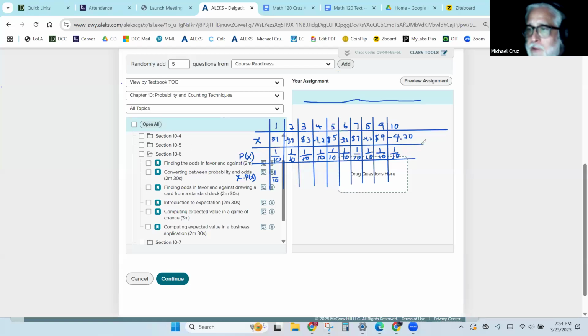Now, just to show you what happens on the rest of these, I'm going to come over here. If we take negative $4.20 and we're multiplying it times 1/10, then the denominator of this is 1. So what you're multiplying only multiplies the numerator. So this is negative 4.2 over 10.